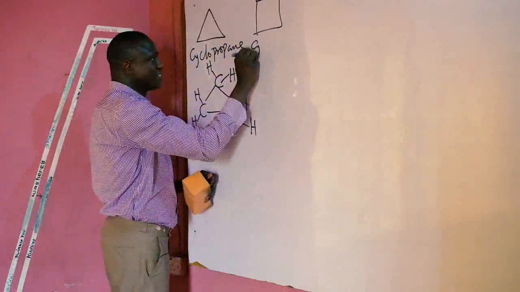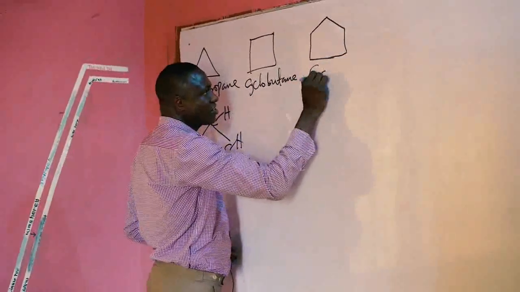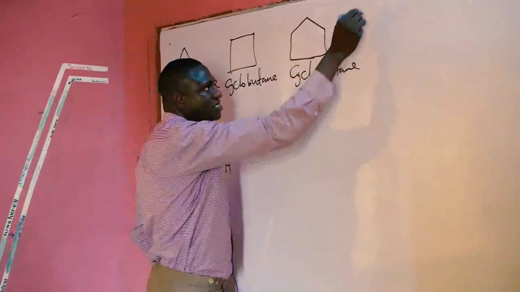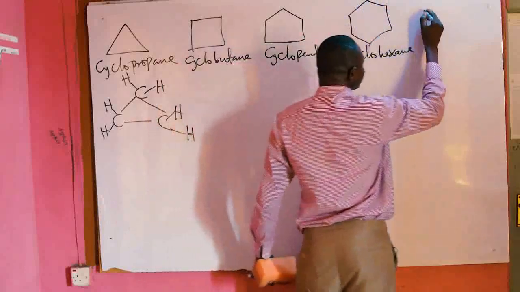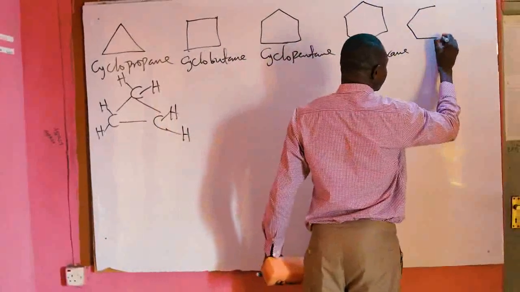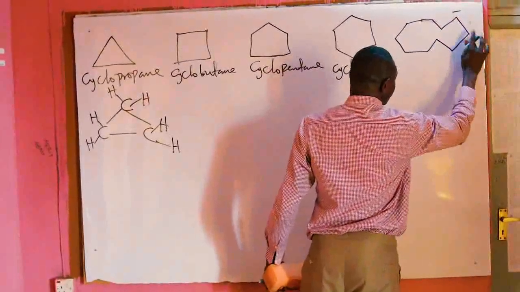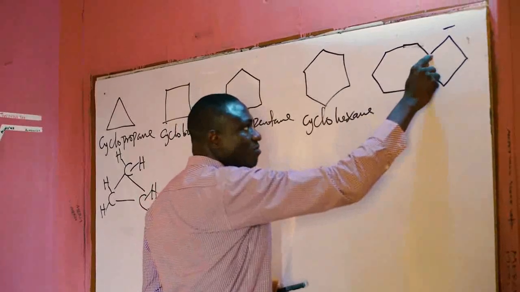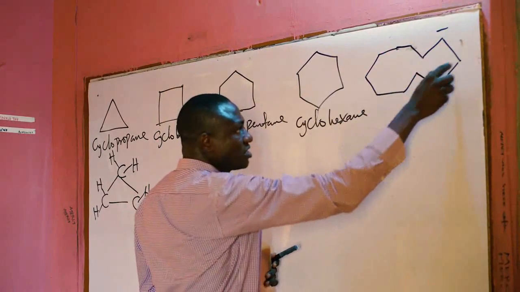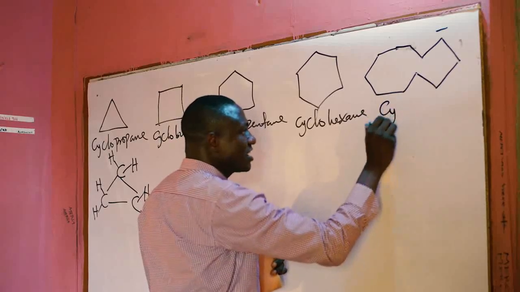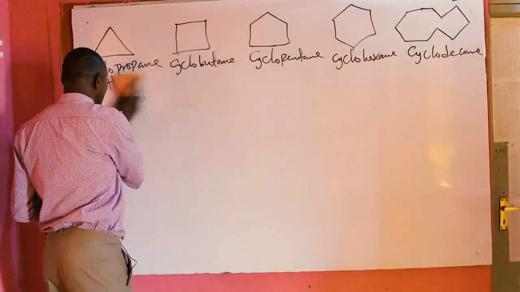When it is four-membered, cyclobutane. Five-membered, cyclopentane. Six, in the form of a hexagon, you have cyclohexane. When it is seven and more, look at this. Assuming you have something of this nature, how many carbon atoms are here? Let's count: 1, 2, 3, 4, 5, 6, 7, 8, 9, 10. That is cyclodecane, because there are 10 carbon atoms in the ring, and so on and so forth.